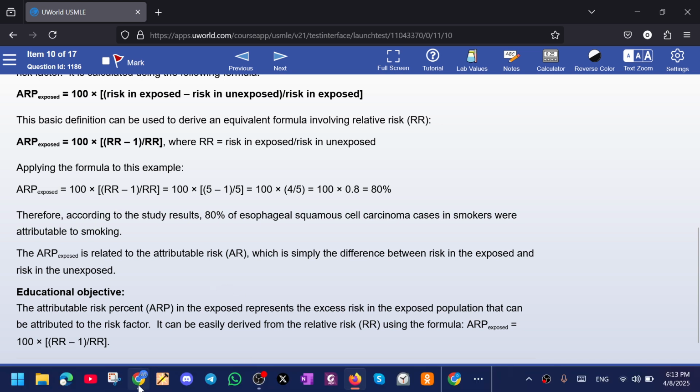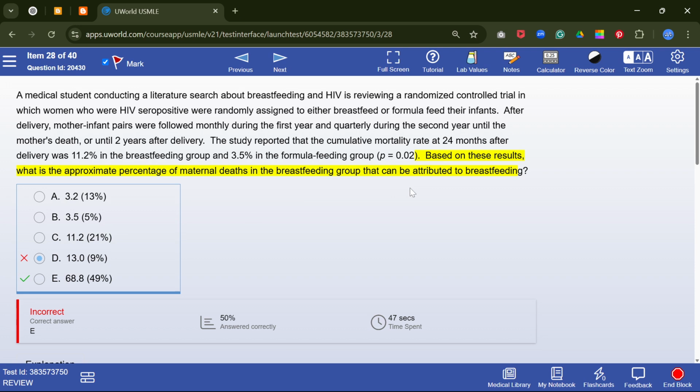Okay, let's look at another question. Here they are talking about, based on these results, the approximate percentage of maternal death in the breastfeeding group that can be attributed to breastfeeding.